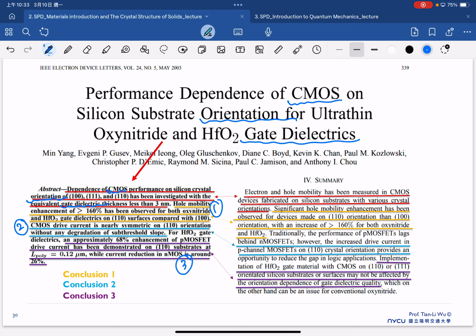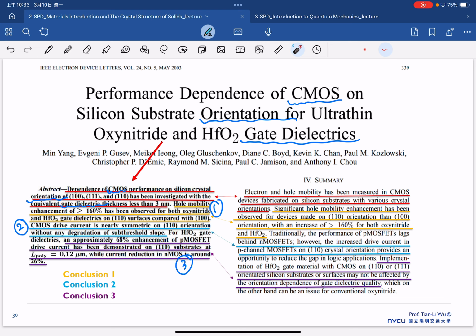So if you look at the abstract, you can see that in general, they want to claim that the CMOS current is highly dependent on the silicon substrate orientation. That's the first sentence they want to illustrate. And to support this sentence, they use 3 key conclusions to provide the evidence. The first is this conclusion, second, this conclusion, and third, this conclusion. That's a very typical style to write in the abstract.